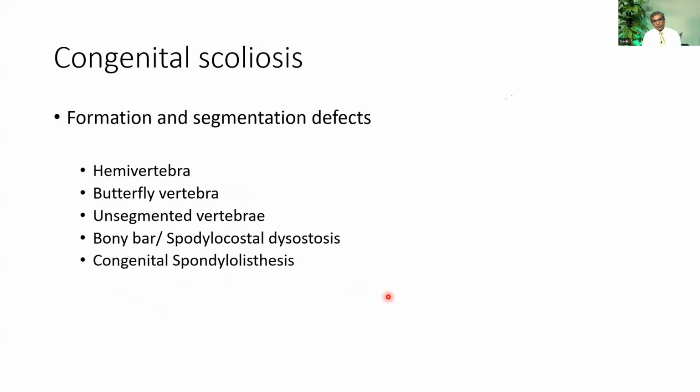So congenital scoliosis, as the name implies, occurs from birth, and they are due to formation and segmentation defects of the spine. So they can have what you call hemivertebra, butterfly vertebra, unsegmented vertebrae, sometimes bony bars, and there's an entity called spondylocostal dysostosis, where the vertebra as well as the ribs are abnormal. And sometimes you can get what you call congenital spondylolisthesis, where one vertebra slips over the other. So these are the deformities that we see in congenital scoliosis.